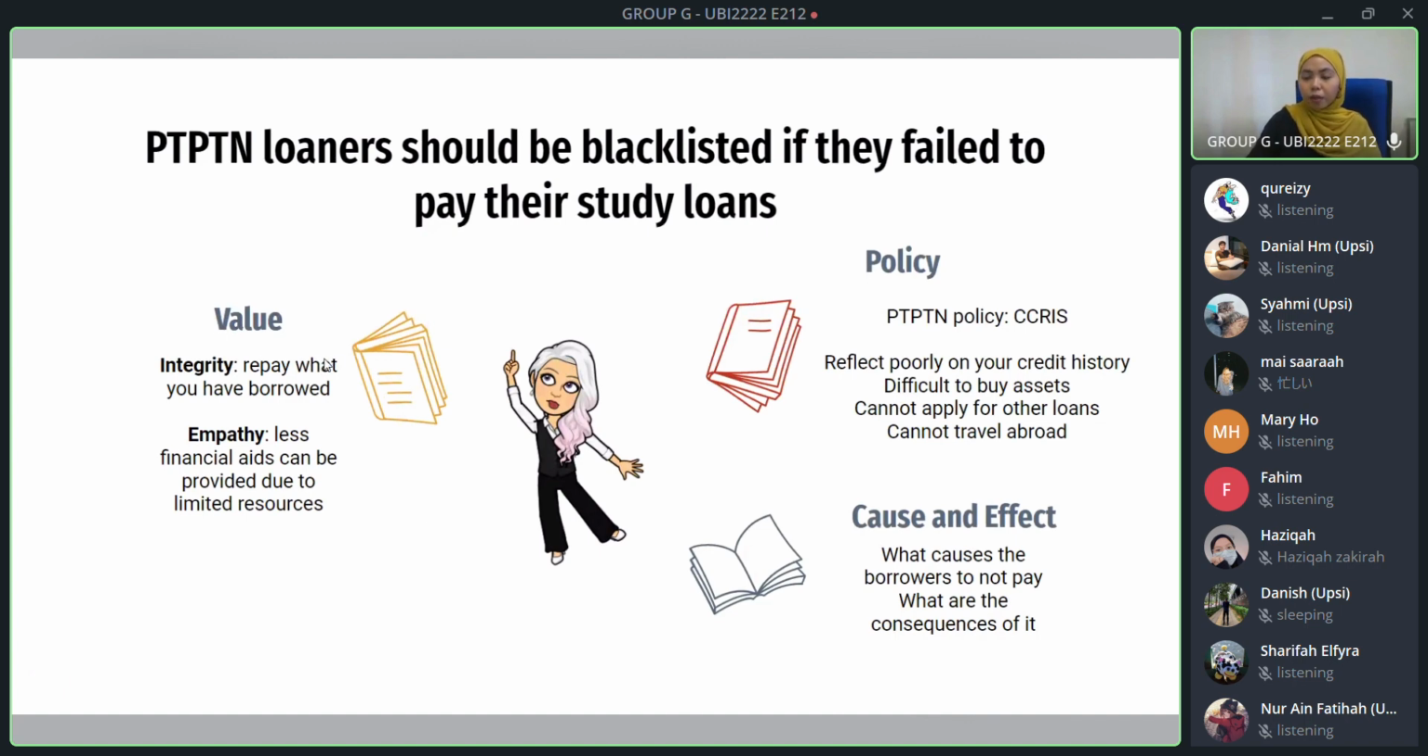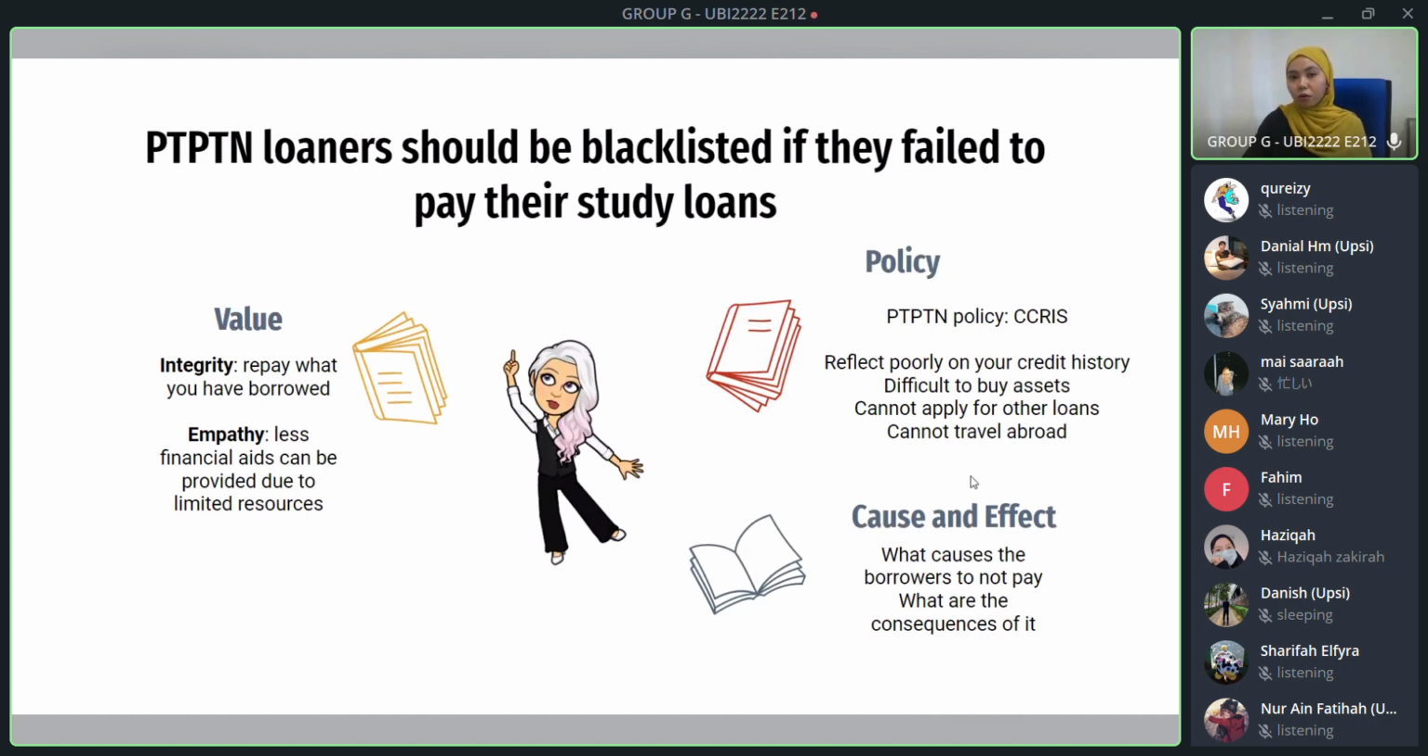But if you want to go a little bit more concrete, you might want to go for policy. So PTPTN policy is when you are blacklisted, you will be listed under CCRIS. CCRIS means if you have your name here in CCRIS, it means that it will reflect fully on your credit history. Difficult for you to buy assets. You cannot even buy cars, let alone house. You cannot apply for other loans, any kind of loans, and you cannot even travel abroad. It will be very difficult for you to apply for credit cards because very poor credit history if your name is listed under CCRIS. That is the policy of PTPTN.